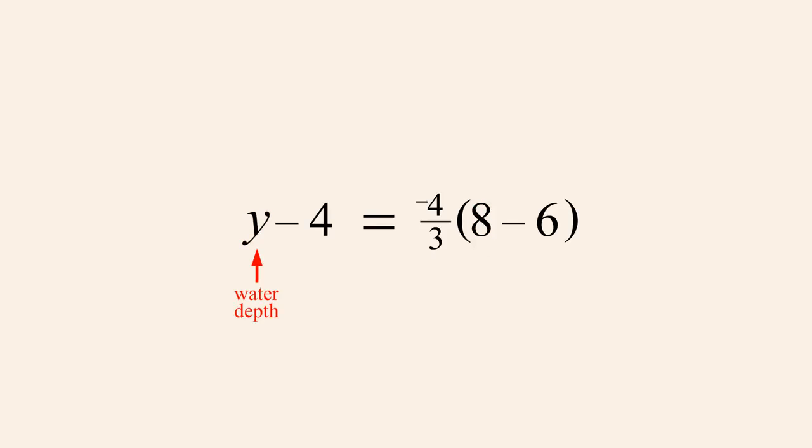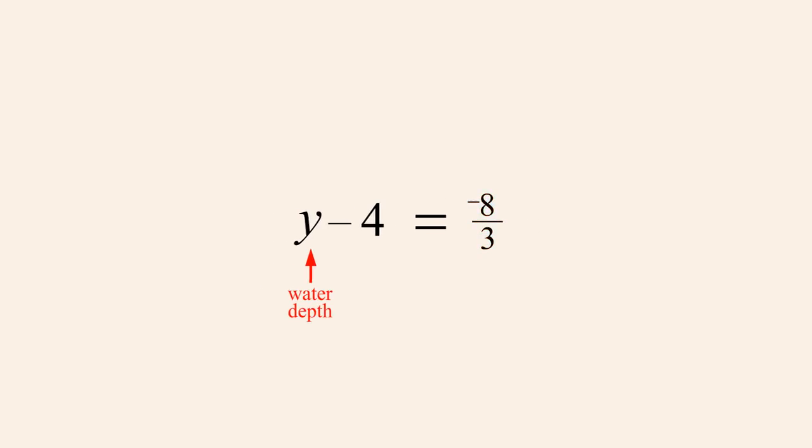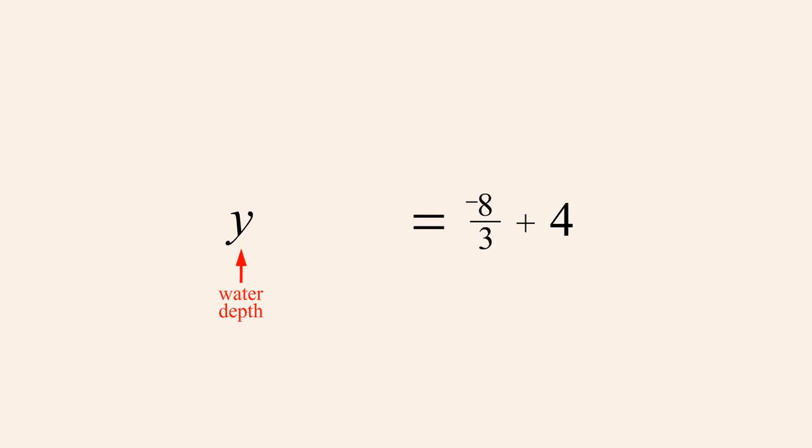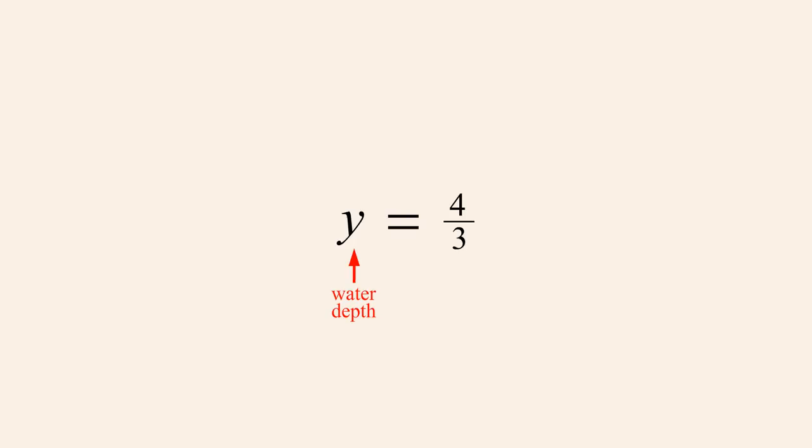As we all know, 8 minus 6 is 2, and negative 4/3 times 2 is negative 8/3. Then, adding 4 to both sides, the 4's on the left side cancel. We can then write 4 as 12/3, and negative 8/3 plus 12/3 is 4/3. So, according to my calculations, the water depth at 8 o'clock p.m. will be exactly 4/3 feet. In other words, 1 1/3 feet.